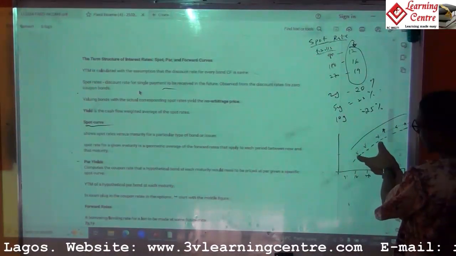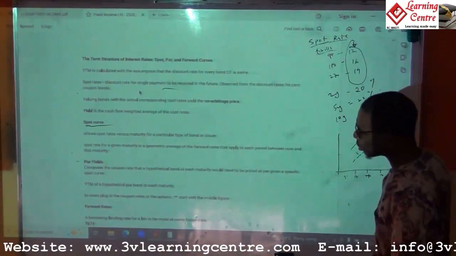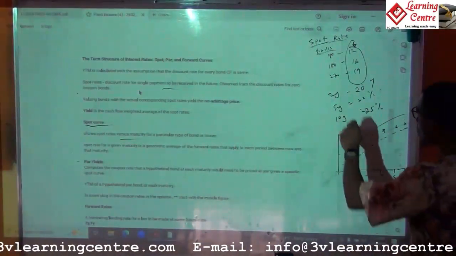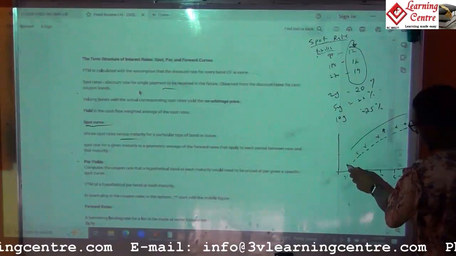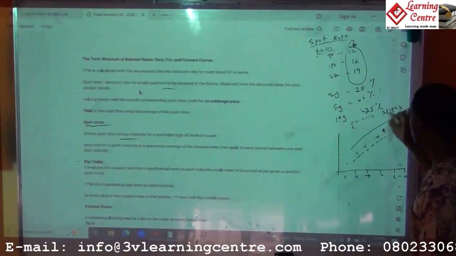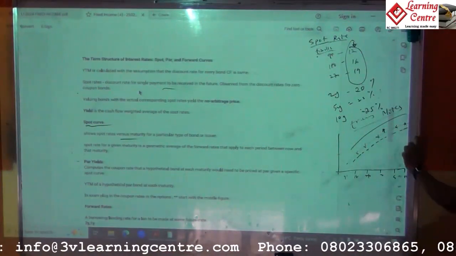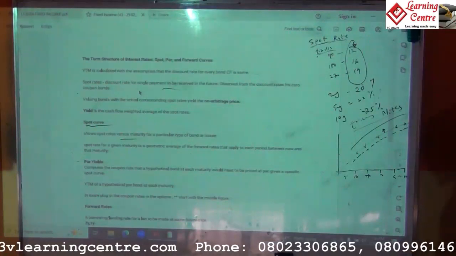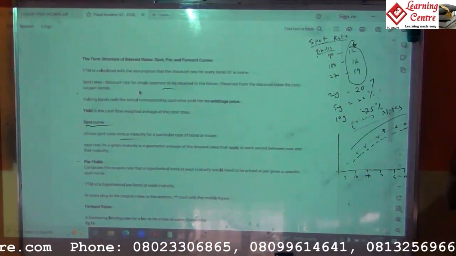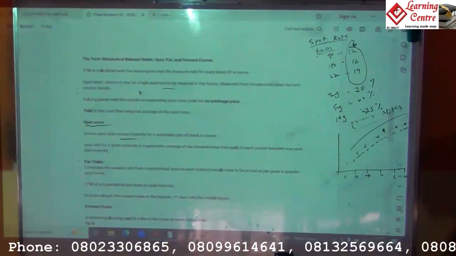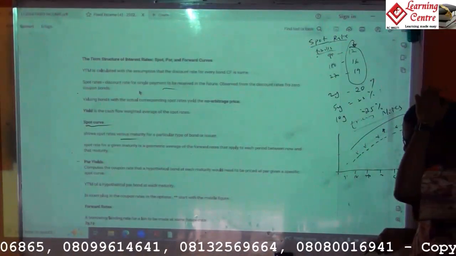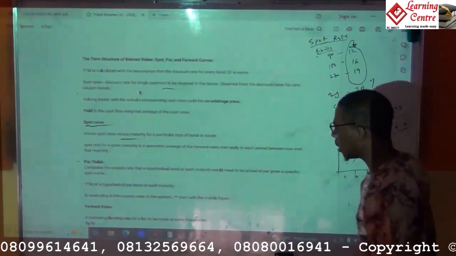Remember, when I graph my spot rate, I come up with a spot curve. It shows the spot rate versus maturity for a particular type of bond or issuer. So this particular spot curve is unique to, let's say, treasury notes. Federal government borrowing has this spot curve at this moment. Because if I do the spot curve 5 months down the line, I probably get a different line. So the spot curve is for a particular instrument at a particular point in time.